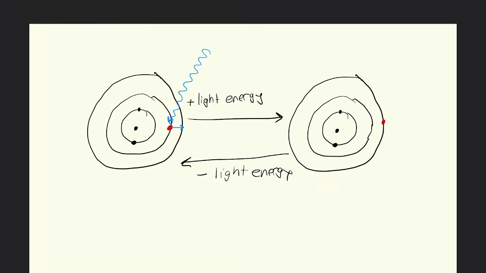Now, as soon as you remove the energy source, what they're getting at here is that the electron is going to return to its lower state, and then it's going to release light energy. And this is going to be the glow that we see with the watch.